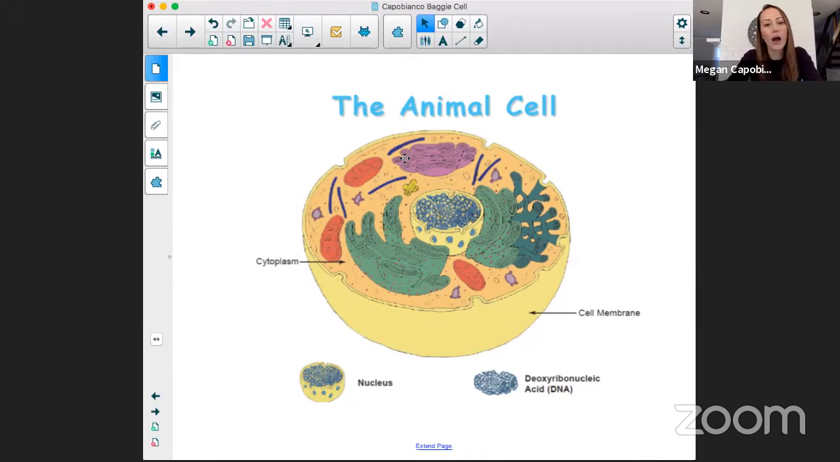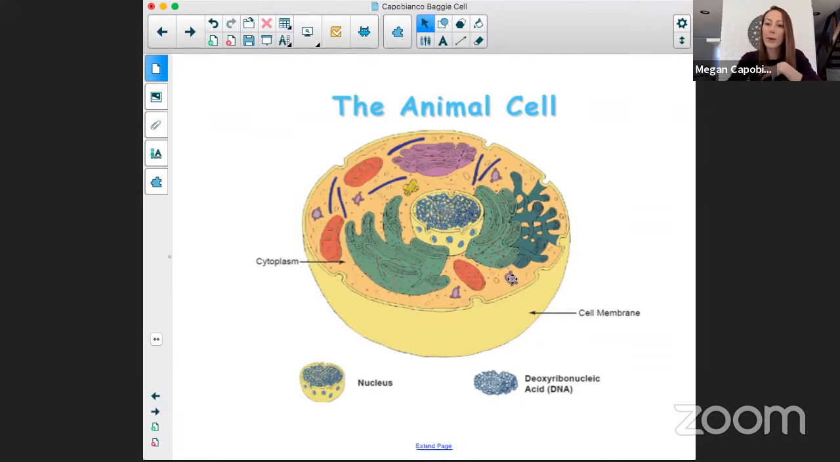We have two others that I'd like to discuss. So we have these strands, which we call microtubules, which help support the cell and give it its shape. And then we have these purple spots that we're seeing here, which are called lysosomes. They're basically the garbage disposal of the cell.